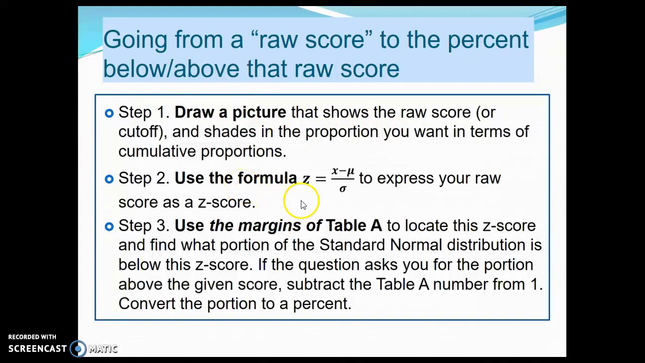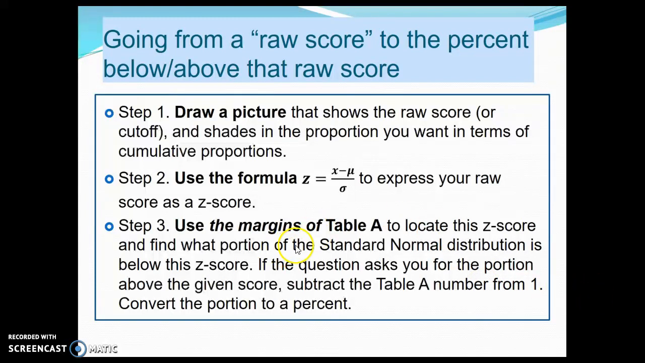Step two, you're going to use the fact that you have the raw score value, so that's an x value, and you should be given the mean and standard deviation of your distribution to know what you're working with. So you can use those three to calculate your z, which you can then, in step three, look up in Table A. So you have the z-score, you have what's on the outside. Use that to find the portion of the distribution that's below that given z-score. If you would need the portion above the z-score, you just subtract whatever number you find in Table A from 1. That would give you the portion to the right instead of to the left.